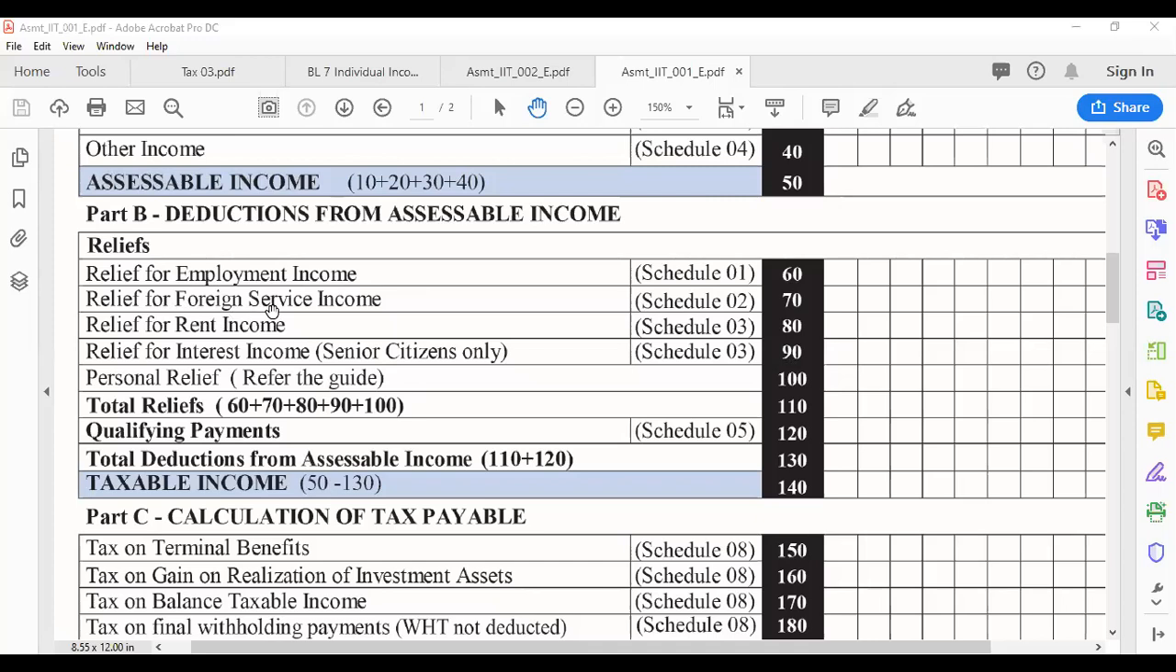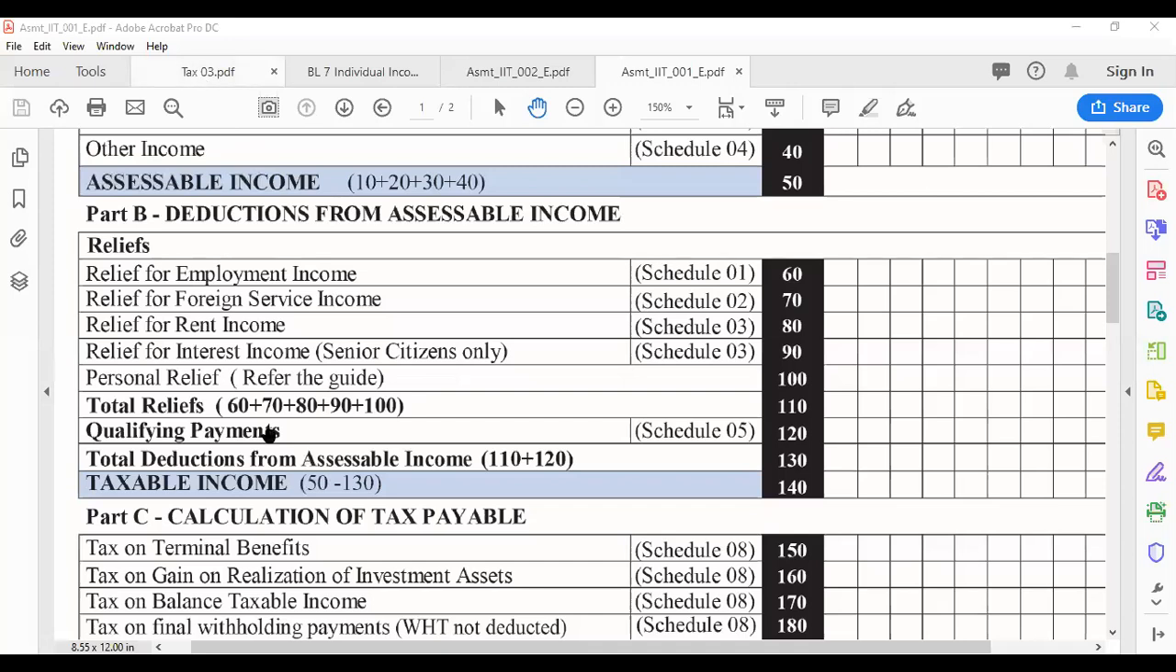Relief for foreign service income? No. Relief for rent income? No. Relief for interest income? No. Personal relief? Yes. Personal relief is equal to maximum 500,000, but that 500,000 should exclude capital gains.